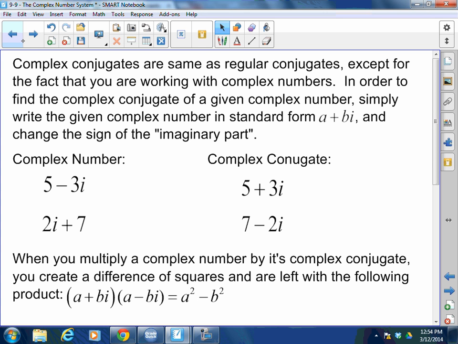Make sure you write that in standard form, though, guys, okay? Please, standard form. So if I have a complex number 5 minus 3i, my complex conjugate would be 5 plus 3i. If my complex number is 2i plus 7, I first rewrite it as 7 plus 2i, standard form, then it becomes 7 minus 2i.